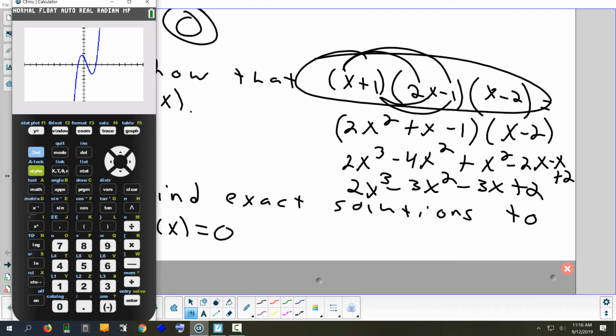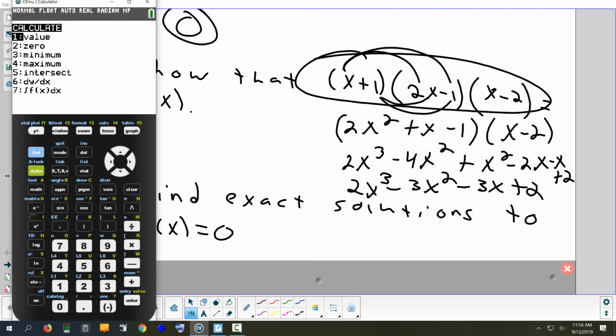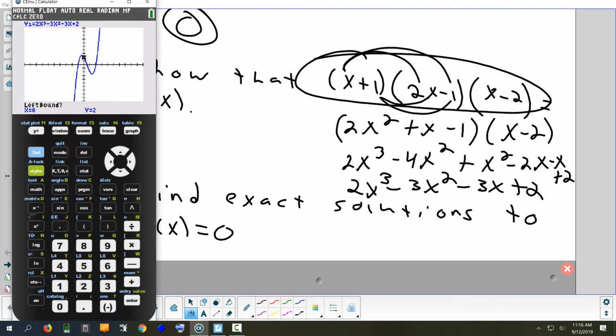Okay, so to calculate a 0, you do second calc 0. And then you have to pick a point to the left, pick a point to the right, and do a guess. I'm going to do the one on the left side. So pick a point that you know is definitely to the left, and it puts on a dotted line. Pick a point that you know is to the right, and now it's going to look between the dotted lines for the root. Wait, what are we trying to find again? 0. Oh. Okay. And on mine it says 0 occurs when x is -1. So that's one of them.